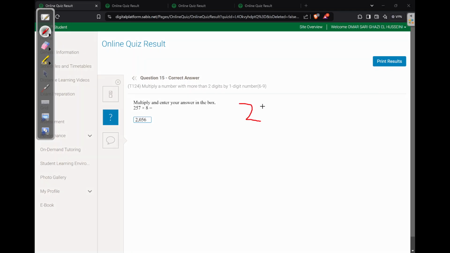Okay, 257 times 8. 8 times 7 equals 56. 8 times 5 equals 40. We add that 5. 8 times 2 equals 16. We add that 4 equals 2,056.